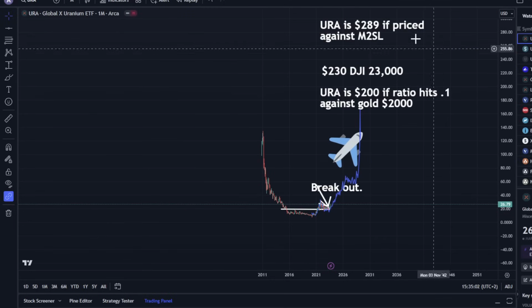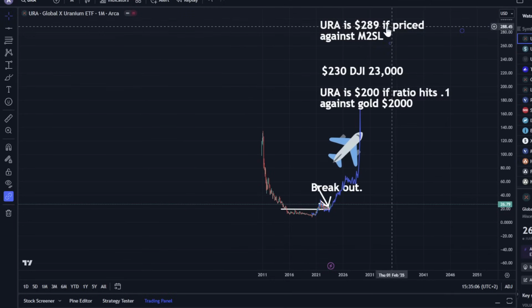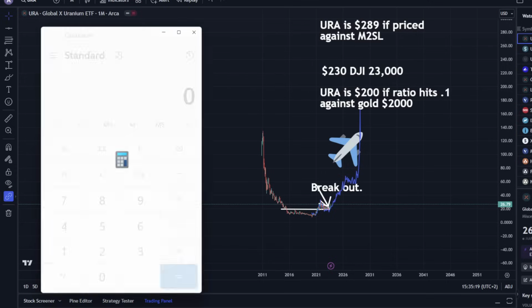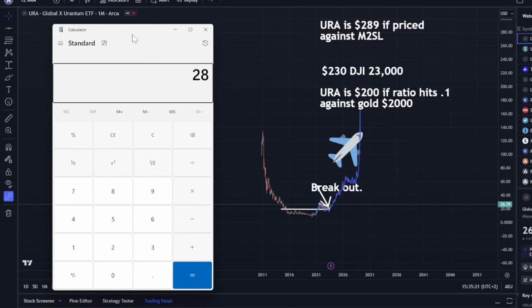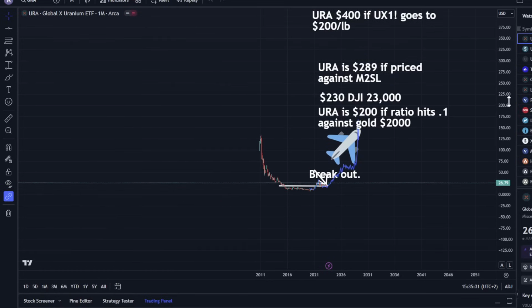Scrolling up, URA versus the M2 money supply, we would be priced at $289 if the M2 money supply remains constant, which it won't, and we hit the same ratio as we did last bull market. So if that were to occur, 289 divided by 26.79 nets you a little bit over a 10 bagger, at 10.8 times your money. Scrolling up to see if there's anything else.